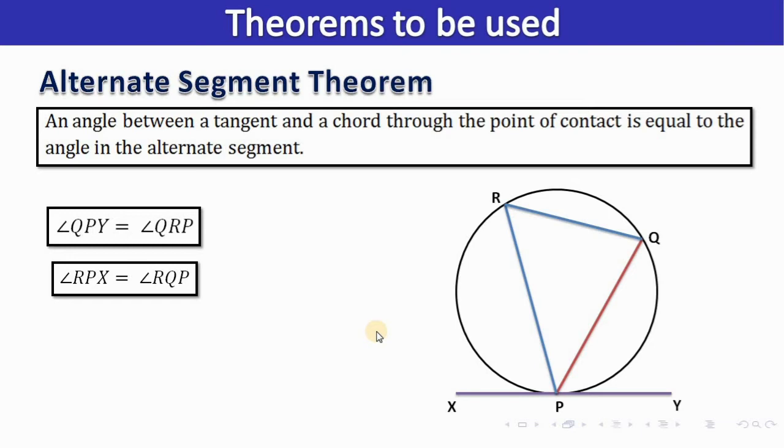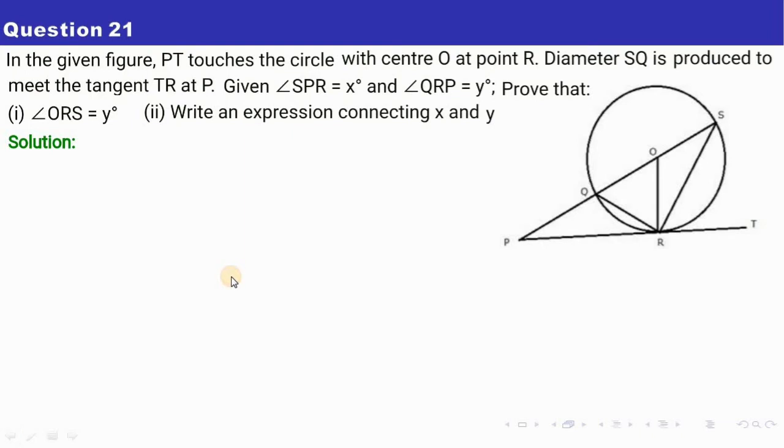So you may pause the video to note down the theorem. Having understood the alternate segment theorem, let's move on to question number 21. In the given figure, PT touches the circle with center O at point R. So PT is a tangent which touches the circle with center O at R. Diameter SQ is produced. So SQ is the diameter, and when it is produced, this line cuts the tangent at point P. Now it is given that angle SPR is x degrees.